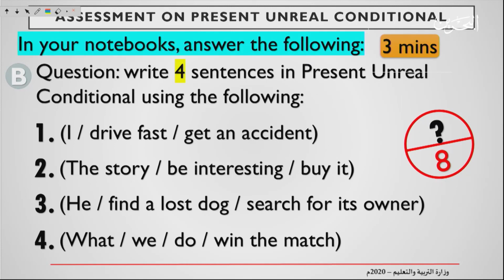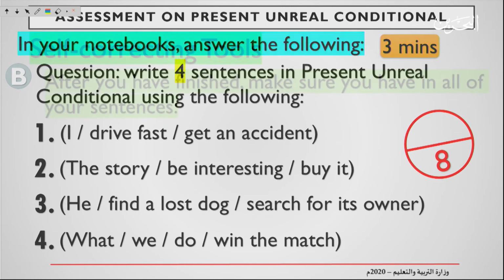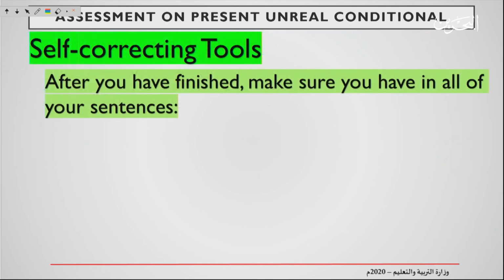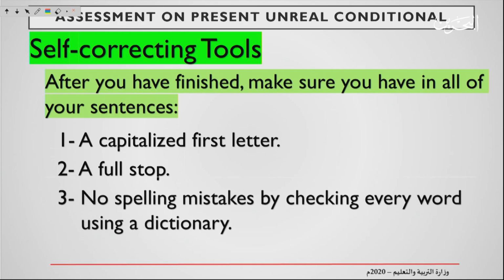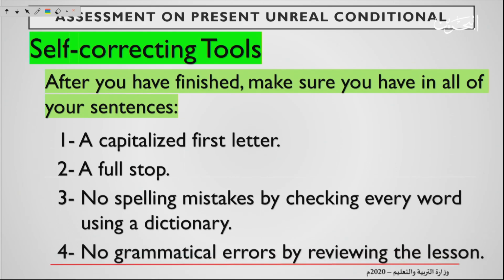All right, now let's check the answer. But before you do that, let's use the self-correcting tools. After you have finished, make sure you have in all of your sentences the following. Number 1, a capitalized first letter. Number 2, a full stop. 3, no spelling mistakes by checking every word using a dictionary. Number 4, no grammatical errors by reviewing the lesson.